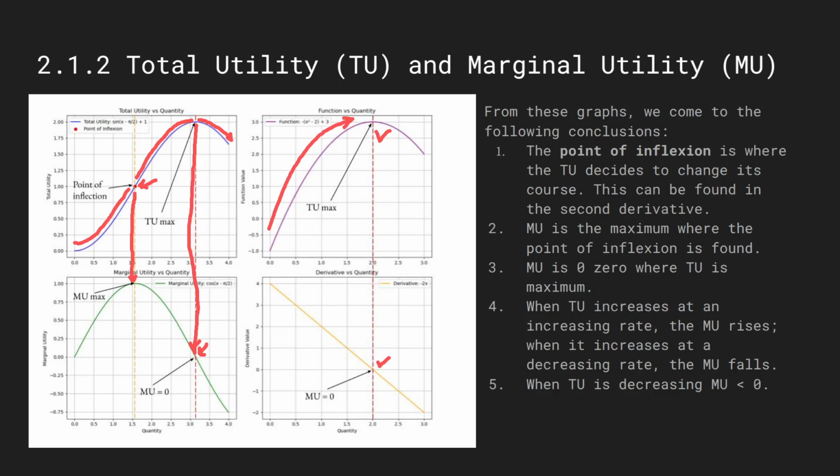When TU is decreasing, MU is less than 0, and this is also a case we can see in the left and right graph. After the TU max, our TU curve is decreasing, and we can see in our marginal utility curve that the marginal utility after TU max is negative, or less than 0.